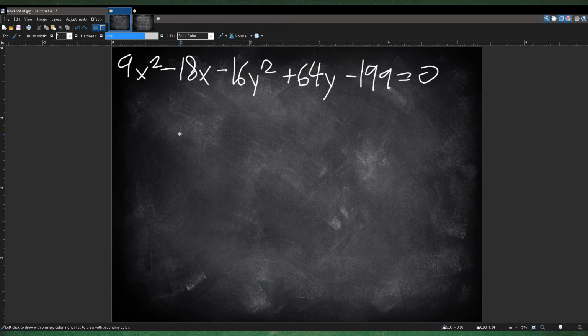So now we're just going to do the exact same method as we did with the ellipses. It's basically take out the 9, so distribute the 9 out, so that's 9.